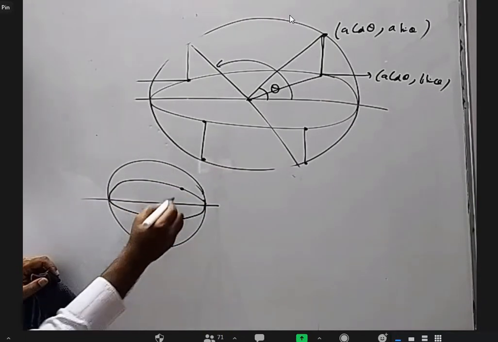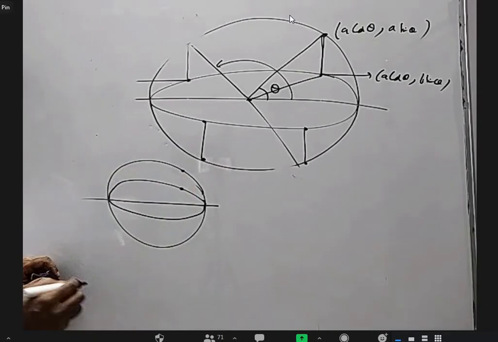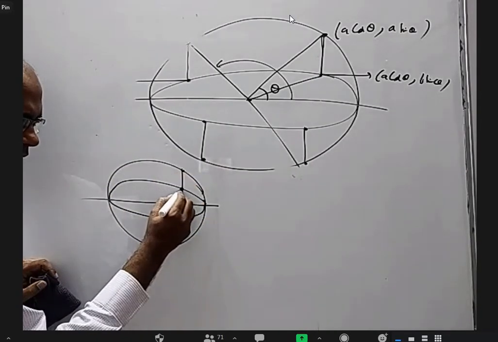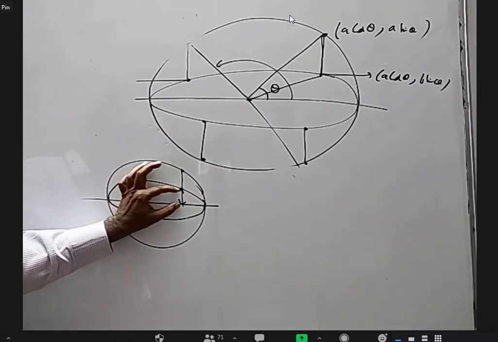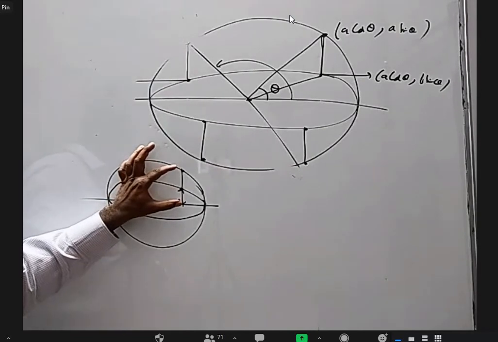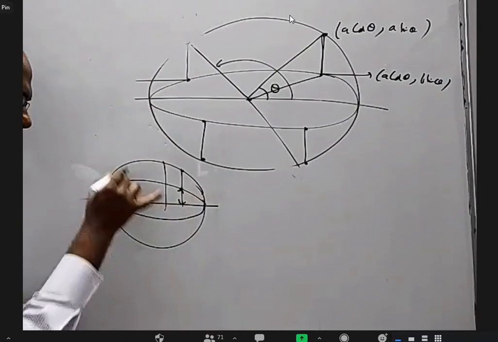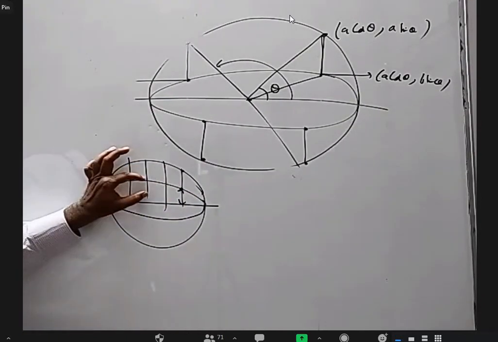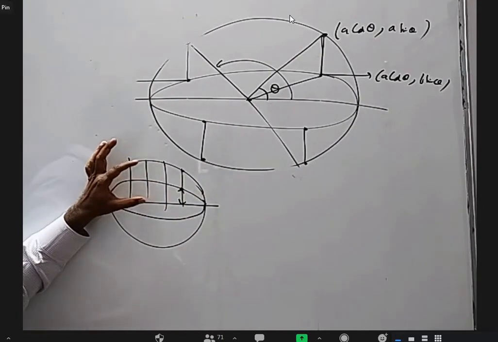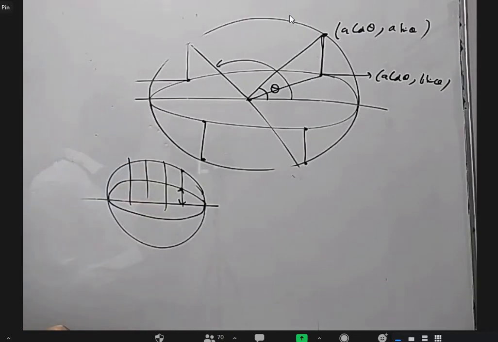Take any point on the ellipse and any point on the auxiliary circle, on the same vertical line. This height by this height, how much will it be? Can anybody say? B by a. Anywhere you take, this height by this height is the same, right? B by a. Am I correct? Yes, sir.